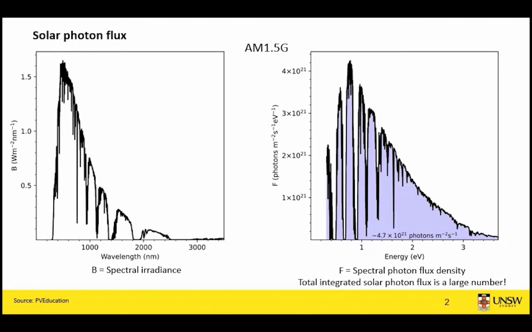I'd like to start by talking about the solar photon flux. On the left here, you see I've plotted the spectral irradiance of the AM 1.5G solar spectrum, something we're all familiar with. And on the right, I've transformed it to a spectral photon flux density. The total integrated solar photon flux over this curve is a really large number. Then how could this affect solar energy conversion concepts, and in what sense could it be considered sparse?